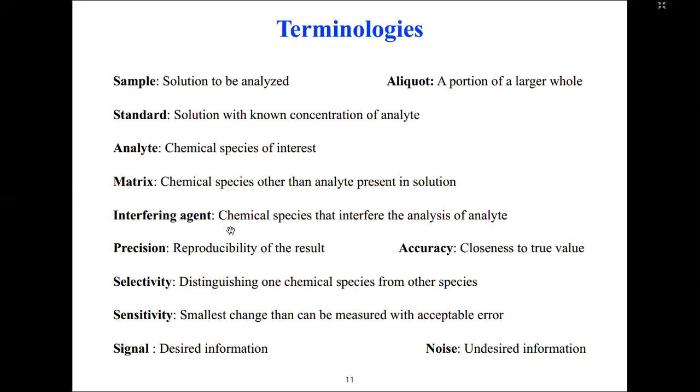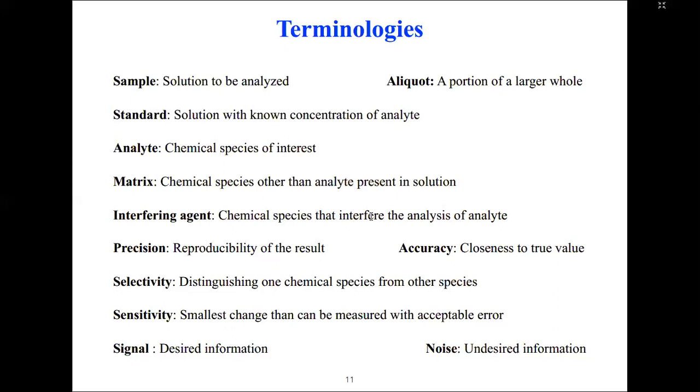The other terminology is precision. Precision is the reproducibility of the result, how reproducible the result is. Just like precision, there is another terminology, accuracy. Accuracy is the closeness to the true value. So precision is how reproducible your result is. With your instrument, you might get the reading 20 ml, 20 ml, 20 ml, then it is very precise. You got 20, 20, 20.